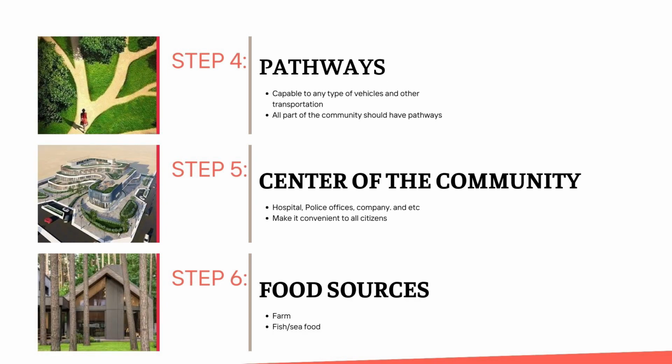Step number 4, make or install a pathway that is capable of handling any type of vehicle and other transportation. And also all parts of the community should have pathways or be connected to each other.